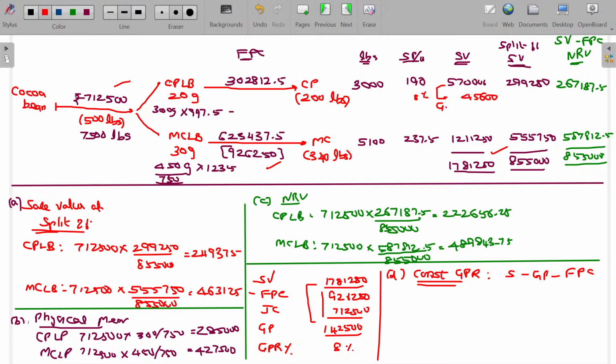45,600 GP, here 8% on this being 96,900. Now, allocated joint cost in this case being sales minus GP minus further process cost. For chocolate powder liquor base, sales minus 5,70,000 rupees minus 45,600 minus 3,02,812.5. What's the final value?